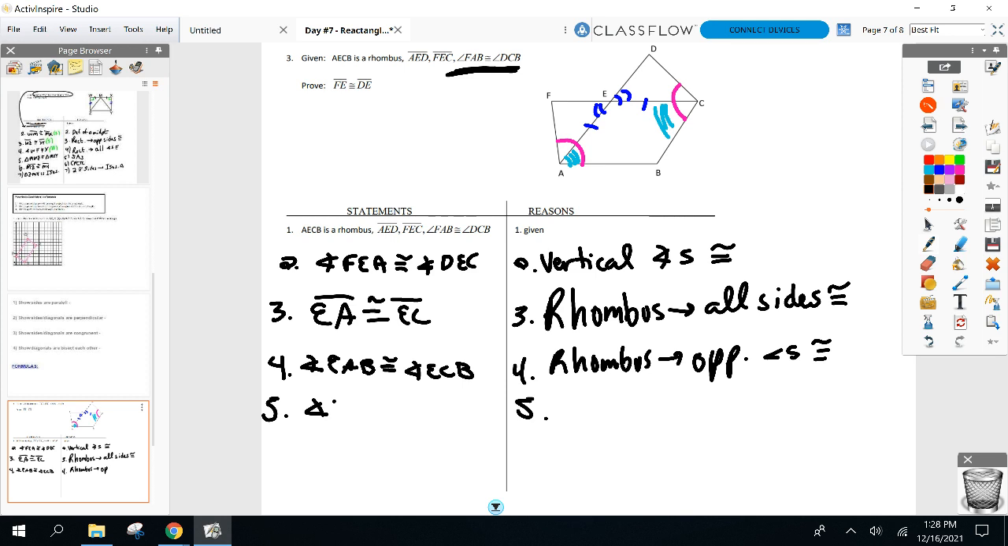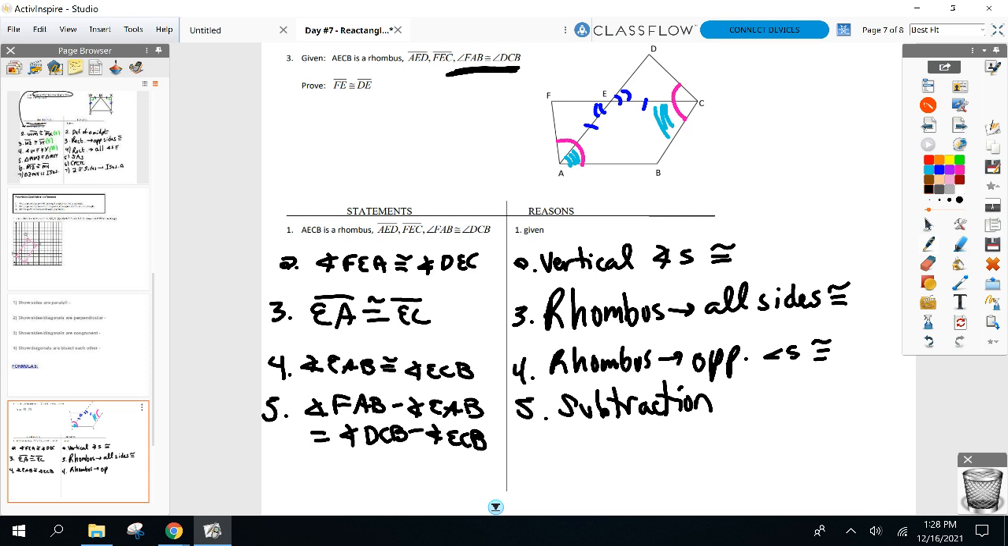Okay, here we go. Angle FAB minus angle EAB is equal to DCB minus ECB. Subtraction. And then can you guys take this proof from here? Substitute in the angles in the triangle. The last thing I'm just going to ask is why are they congruent? So this would be angle FAE congruent to DCE. Substitution.